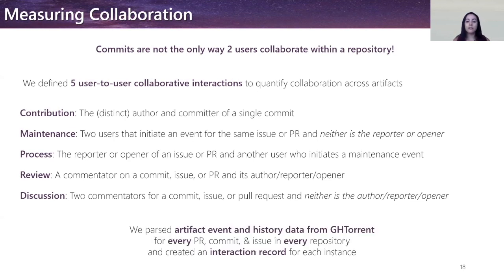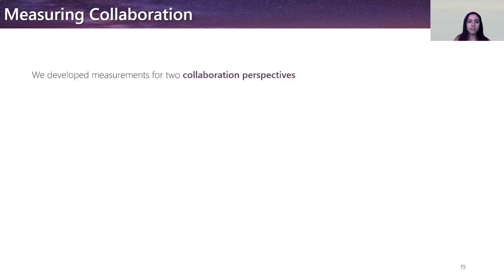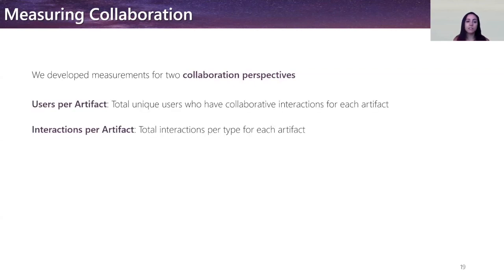We parse artifact, event, and history data from GHTorrent for every single pull request, commit, and issue, for every single repository, and we created what we called an interaction record for each instance, which held the relevant data. And with this information, we developed measurements for two perspectives. The first is users per artifact, so how many unique users have collaborative interactions with each type of artifact, and how many interactions per type does each artifact usually have.